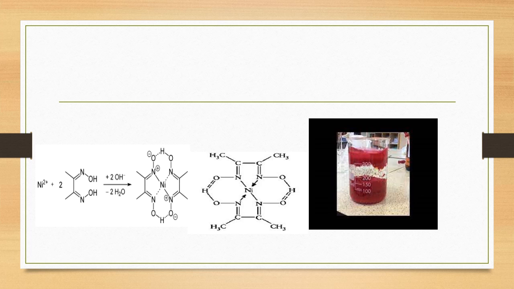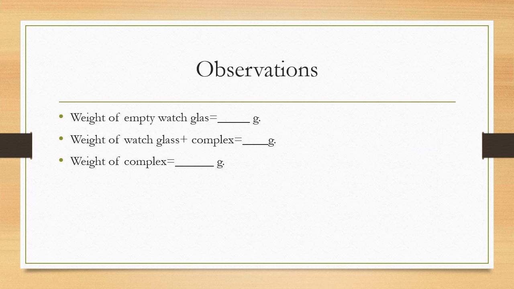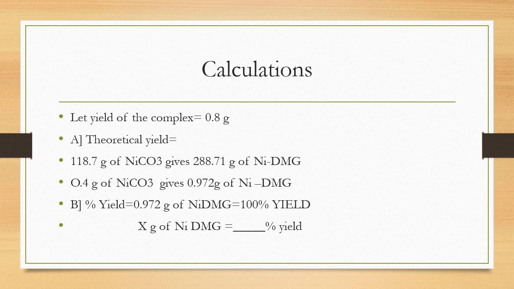Now one salient feature that we have to note, that 2 equivalents of the conjugate base of DMG are interacting with the central nickel plus 2. Okay, and therefore 4 rings are observed. Of course, the color of the complex is prominently seen from the image which is here. Observations same as the previous one, and for calculation, one should know the molecular weight of the nickel DMG complex. From that, theoretical yield will be calculated. Once it is known, then percentage yield can be calculated by knowing the unknown weight of the complex.